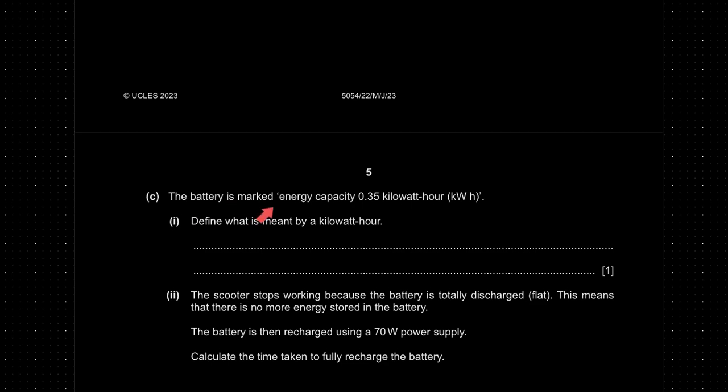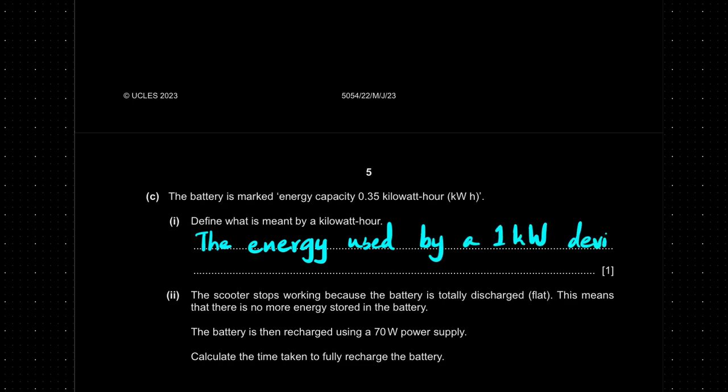Next question, the battery is marked energy capacity 0.35 kilowatt hour. Define what is meant by a kilowatt hour. Pretty basic stuff. This is the energy. So this is the first thing that you need to get right. It's not the power, it's the energy, because kilowatt is power times time makes it energy. Energy used by a 1 kilowatt appliance or device when used for 1 hour.